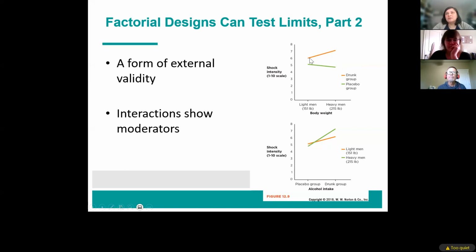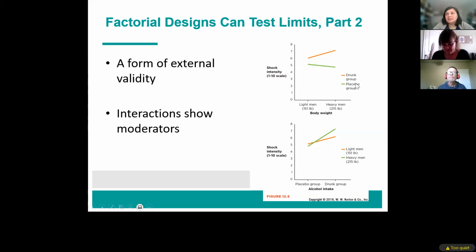The second pair of comparisons are going to be within each line. So among those in the drunk group, the orange line, as weight increased, the shock intensity also increased. But among those in the placebo group, the green line, weight had a very, very marginal effect on shock intensity. So the first comparison you make is here. Second comparison you make is here, or it depends on the x-axis. And then the second pair of comparisons you make based on the lines that are on the graph. So you're going to make 4 comparisons total.